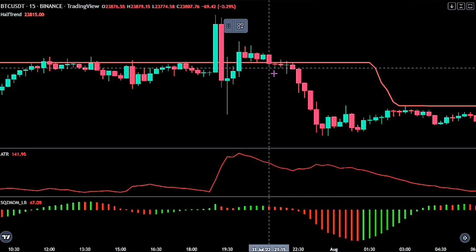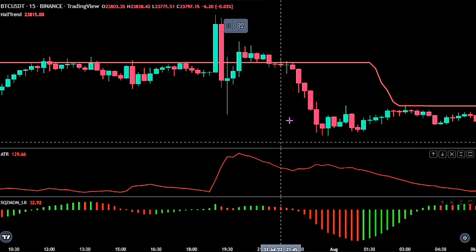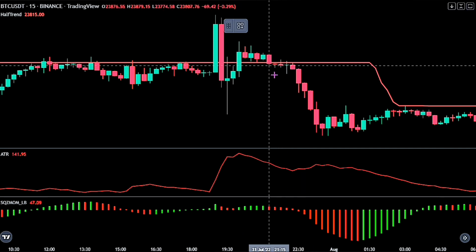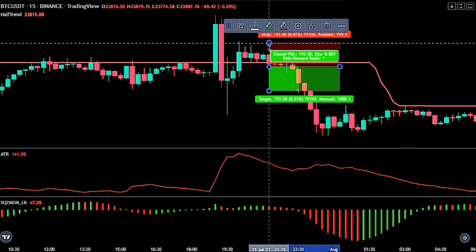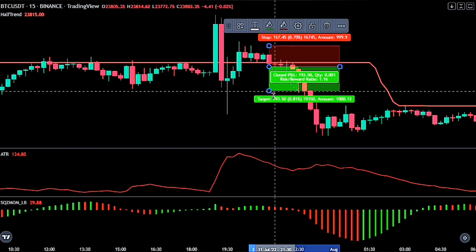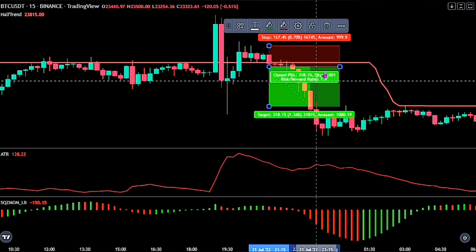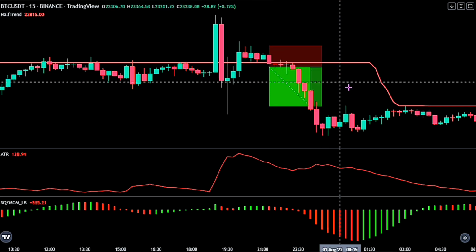And also, it doesn't matter if price is still above the moving average, as long as the moving average is still in red and our squeeze momentum gives a red histogram. We would place the sell order at the bottom of the trigger candlestick and set our stop loss at 1 times the ATR, while our profit will be 1.8 times the risk.